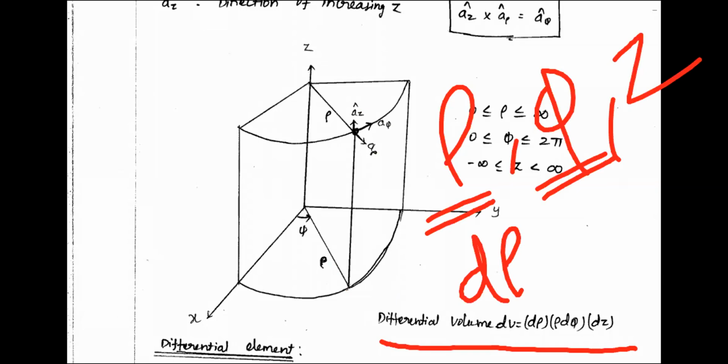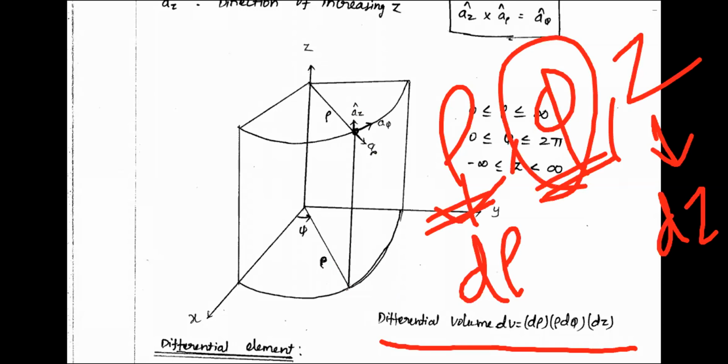Why? Can anybody explain? Once we make a change in rho, that is simply d rho. Once we make a change in z, that is dz. But once we change the angle phi, that is not simply d phi. What is the reason? The change in the angle gives a change in the arc length, measured from the radial distance from the center point.